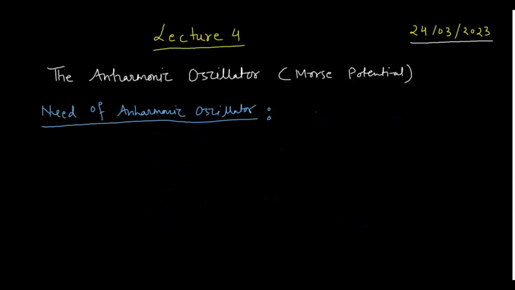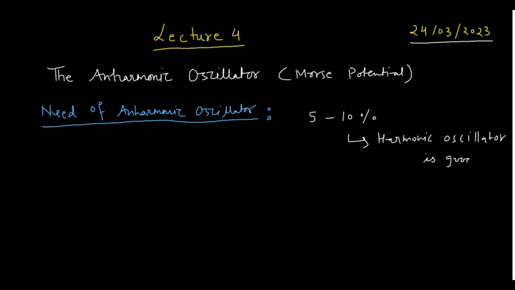Now, if you want to summarize, the concept of the harmonic oscillator is valid for a perfectly elastic spring, and it is also valid for real molecules if the stretching or the compression of the bond is very small, roughly 5 to 10%. If your stretching or compression is somewhere around 5 to 10%, then the harmonic oscillator is very good.